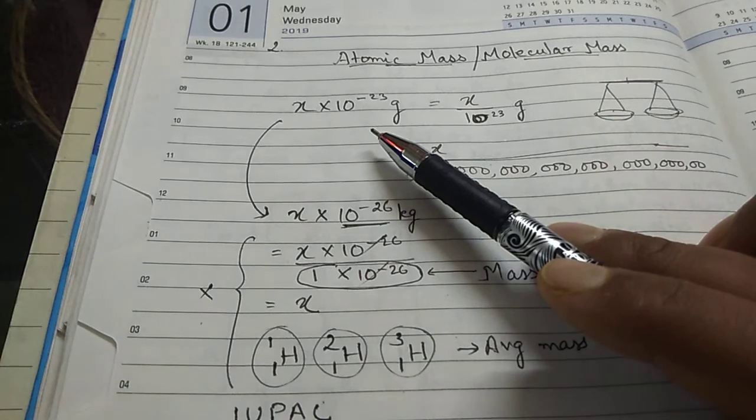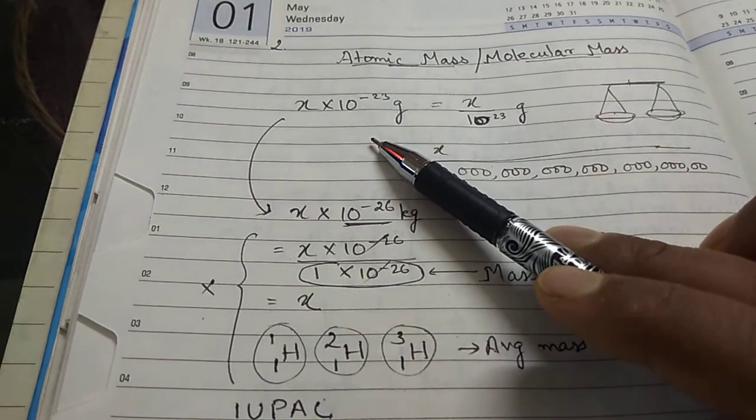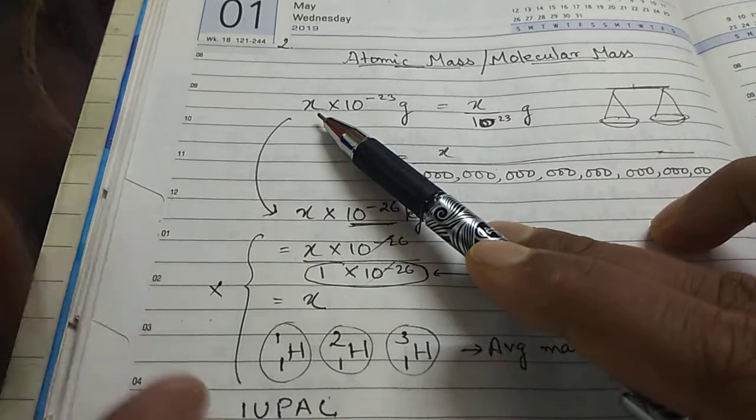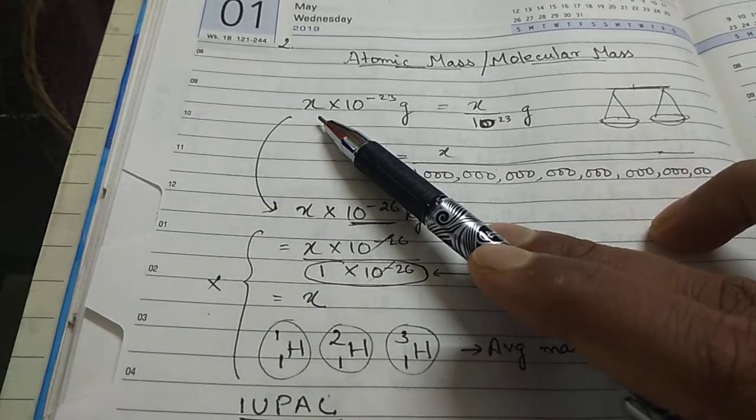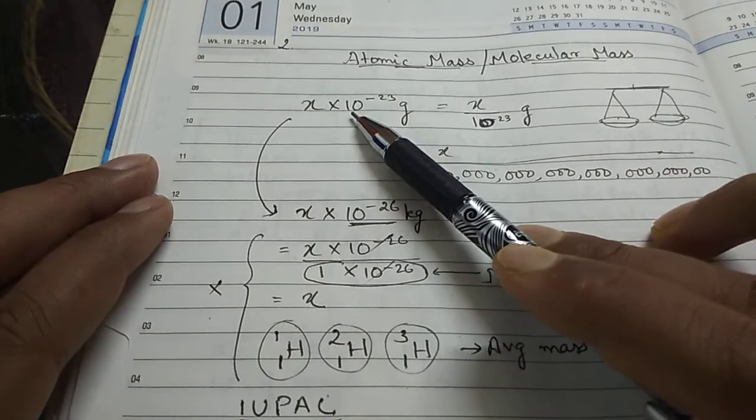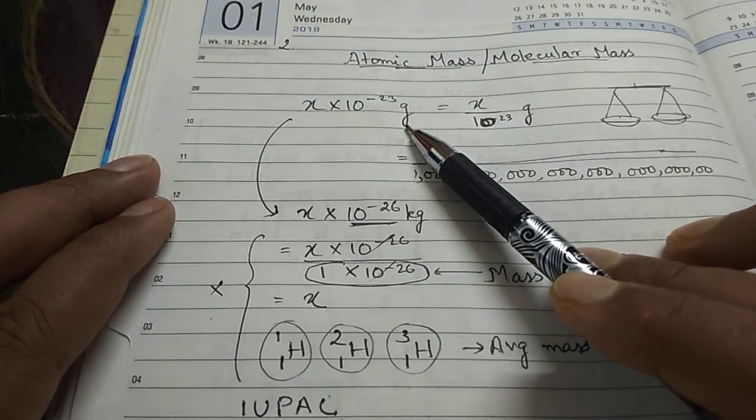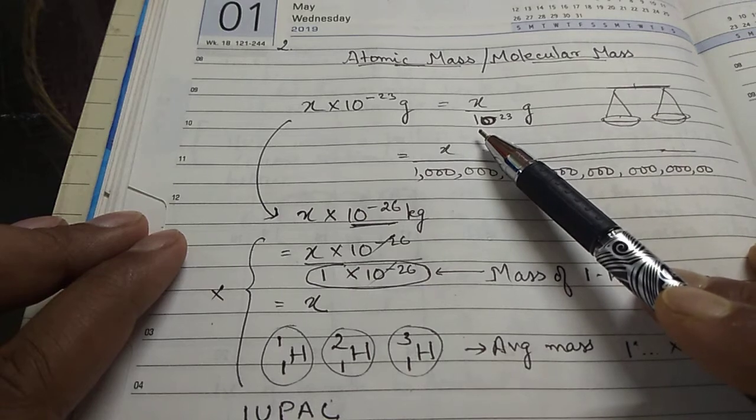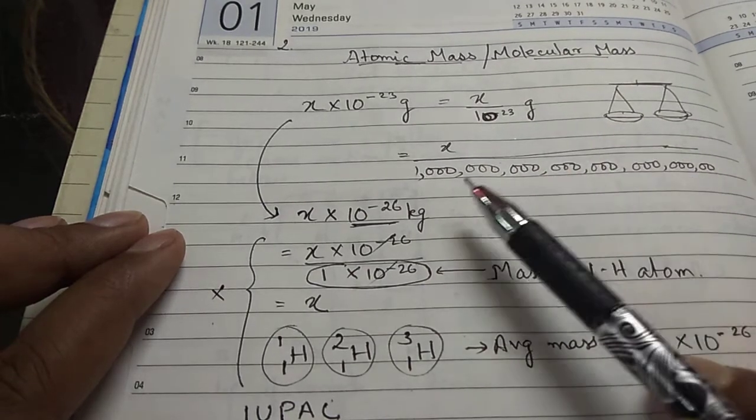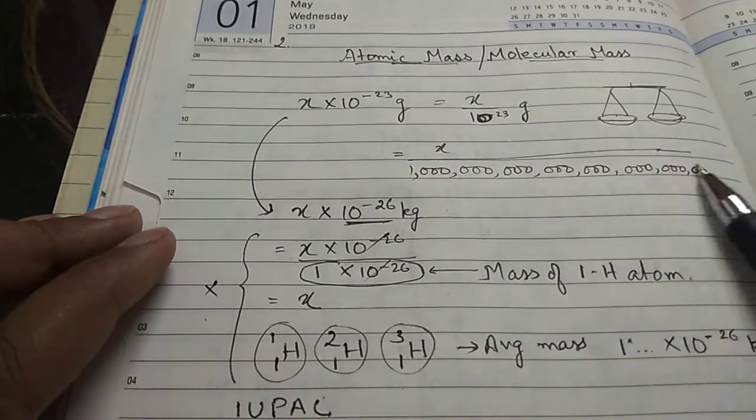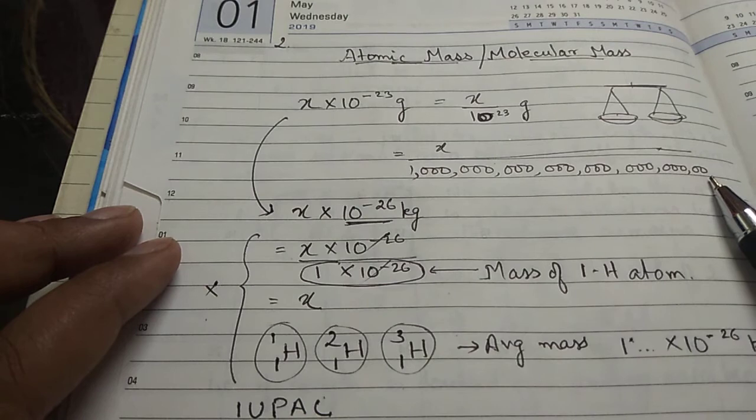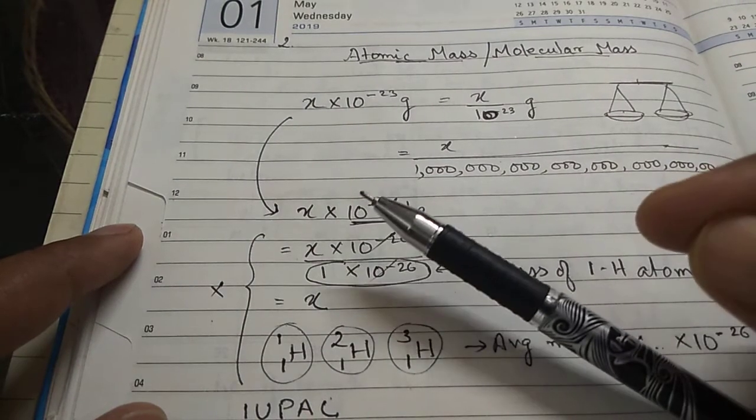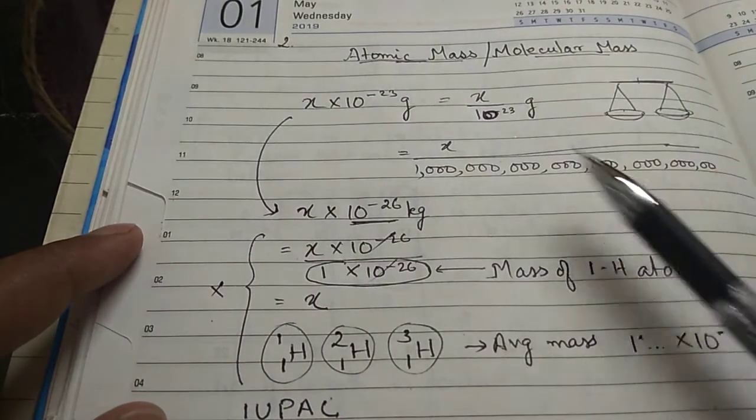If you actually measure the mass of an atom, there are ways of measuring, it comes to some value. Let's take the value to be x. It can be 5, 6, 10, whatever. So that is x into 10 to the power minus 23 gram. This means it can be written as x divided by 10 to the power 23 gram. If you expand it, it is x divided by 1 followed by 23 zeros. Imagine 1 gram of any substance divided into so many parts, out of that just x parts.